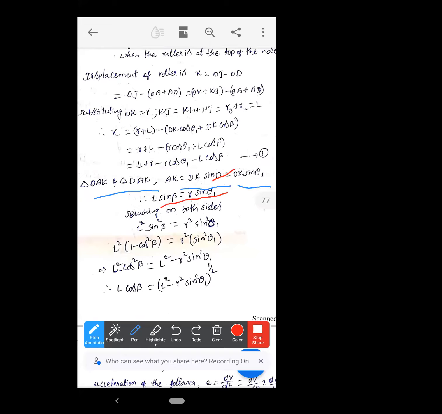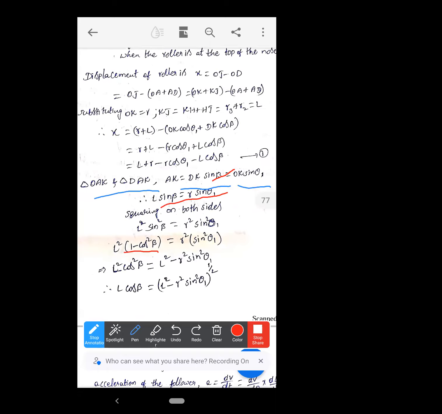And now just make the one thing. So that is the squaring on both sides. So L square sin square beta equals R square sin square theta 1. And sin square beta is also written as 1 minus cos square beta. So that is L square into 1 minus cos square beta equals R square sin square theta 1.